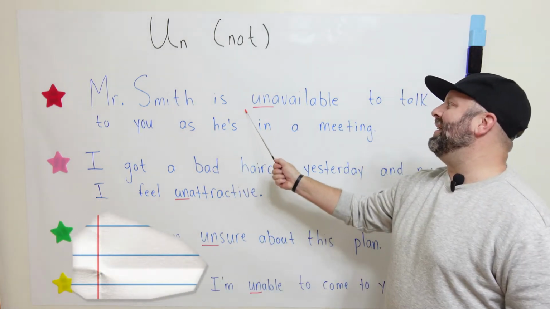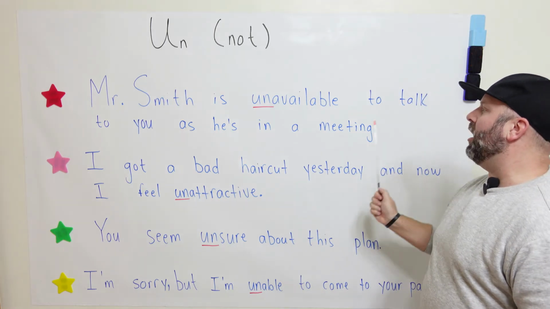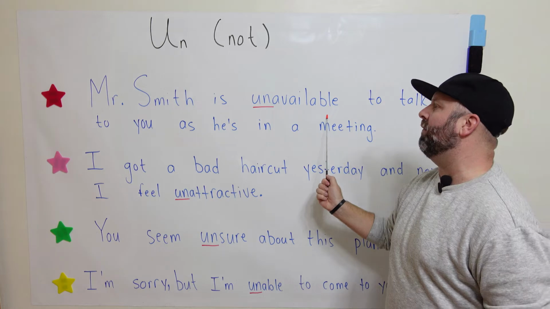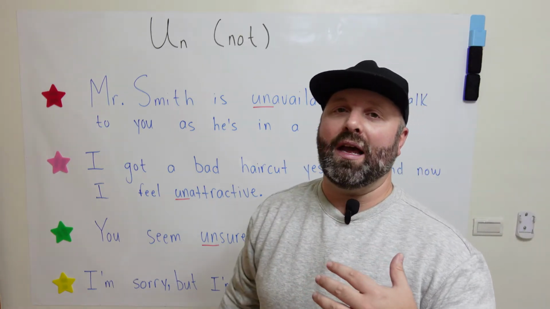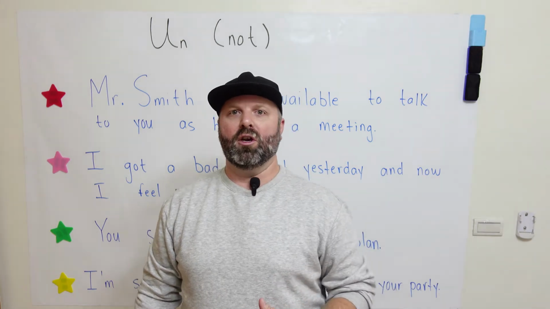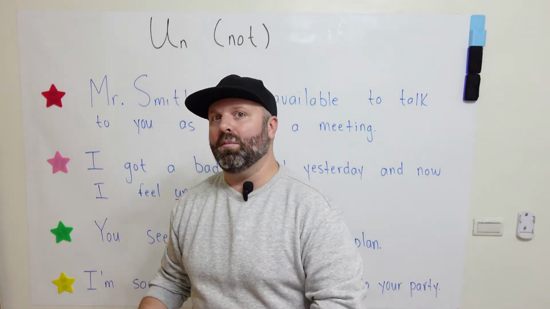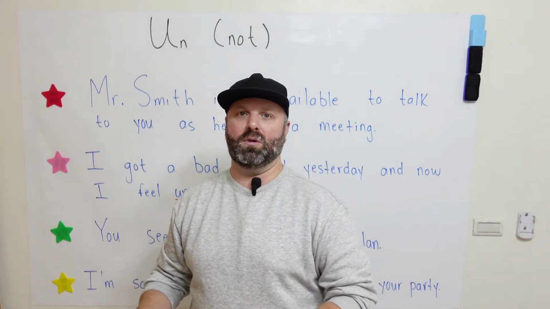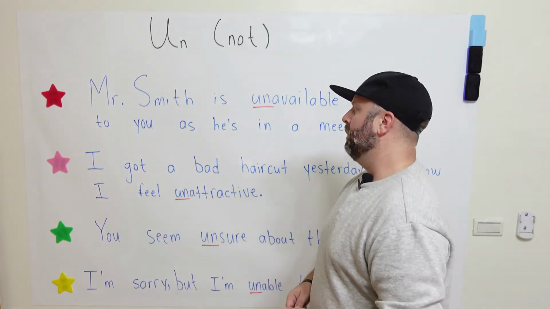Mr. Smith is unavailable to talk to you as he's in a meeting, okay? So unavailable. I talked about this at the beginning of class when I was giving an example of what a prefix is. So, Mr. Smith, he's in a meeting. Sorry, he can't talk or he's unavailable to speak with you at this moment.